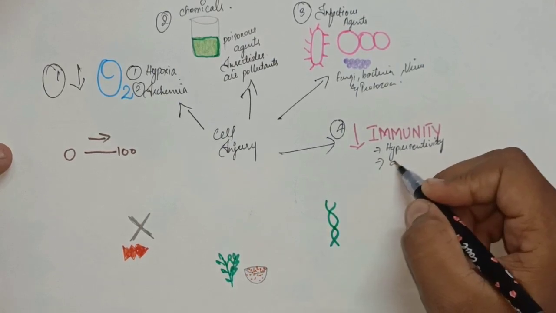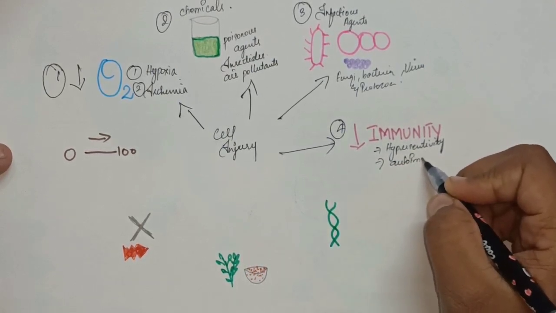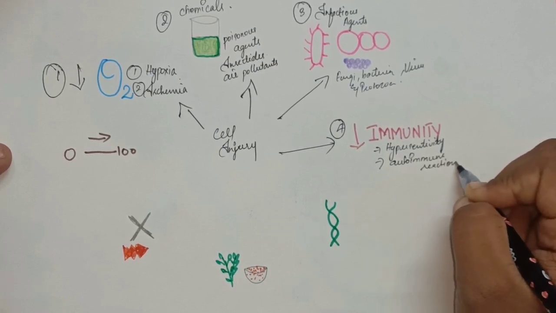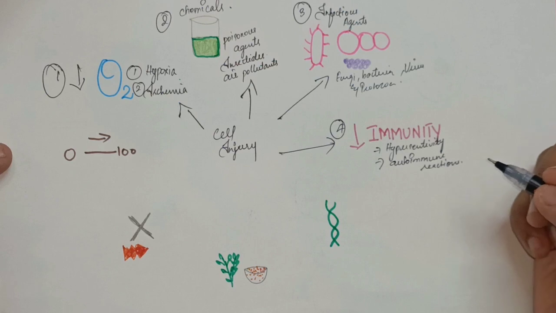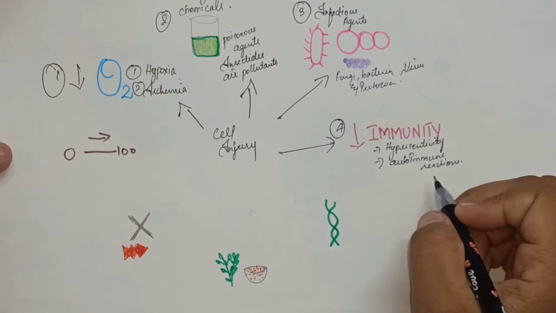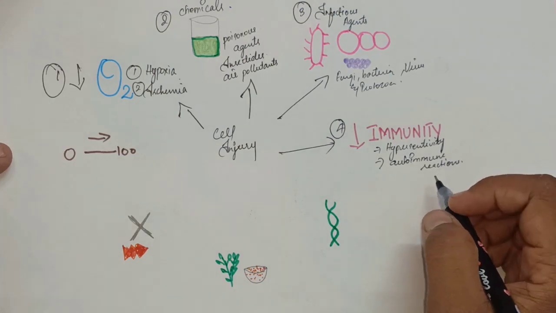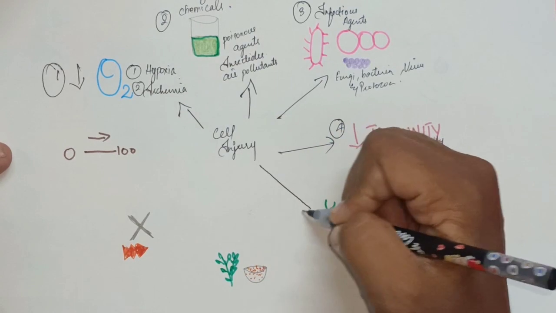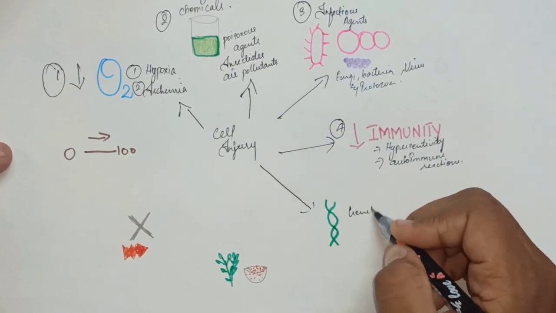And the second one is your autoimmune reaction. Autoimmune reaction is nothing but your own body is producing antibodies against your own body cells. In autoimmune reaction conditions also you will have the same damage to the cell or injuries to the cell. Okay, so let's move on to the fifth reason, that is your genetic defects.